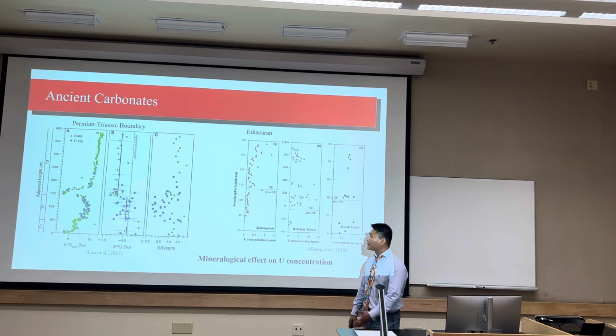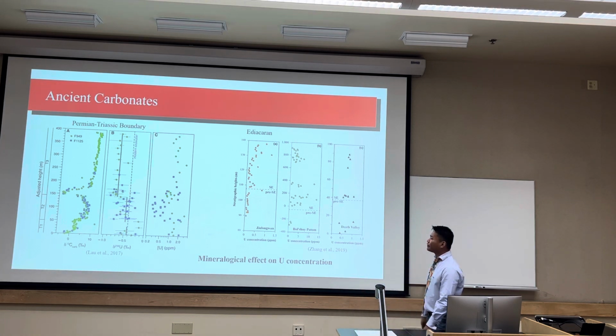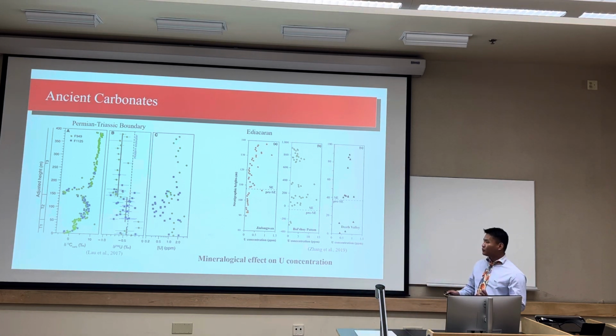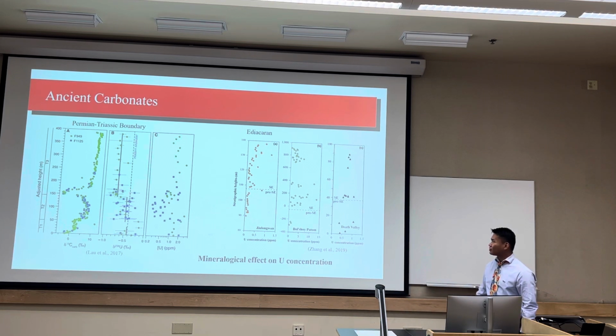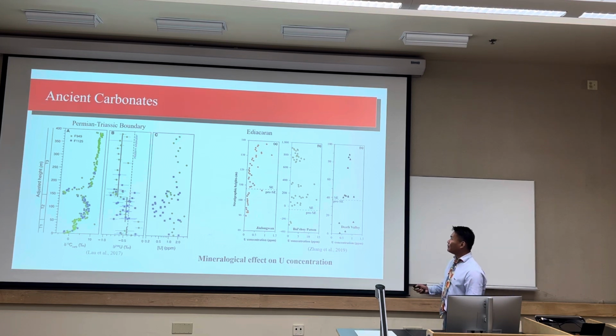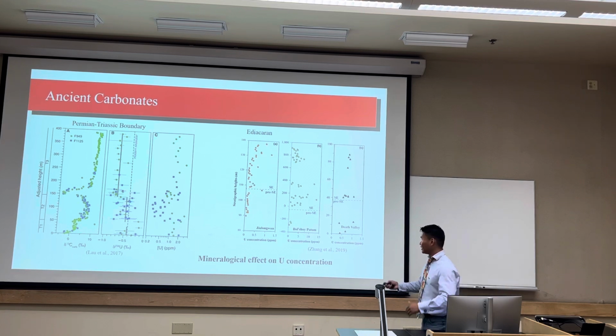We have the data from the PT boundary. In this example, I'm going to focus on the relationship between uranium concentration and uranium isotope. You see there's no correlation at all. They're totally not in the same pattern, right? Another example comes from the Ediacaran. These three sections were deposited in the same time interval, but you see the uranium concentration shows completely different behavior.